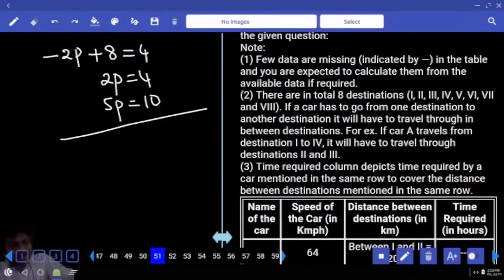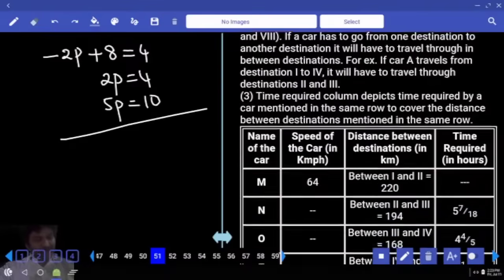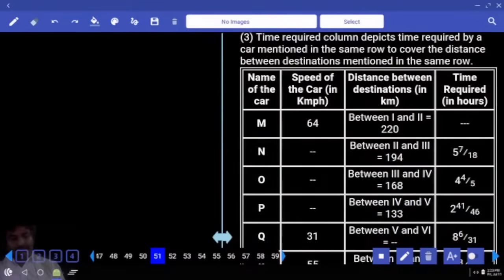Few data missing. There are in total 8 destinations, 1 to 8. If a car has to go from one destination to another destination, it will have to travel through the in-between destinations. For example, if car A travels from destination 1 to 4, it will have to travel through destinations 2 and 3. So continuity is there. Required columns depict some. Okay, fine.